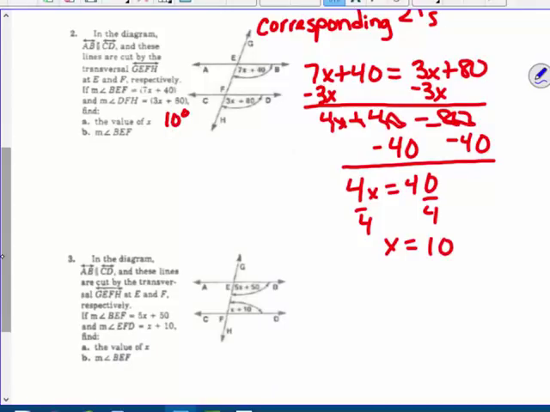X equals 10. The measure of BEF. Well, now we can put that 10 in. 7 times 10, 70 plus 40 is 110 degrees.